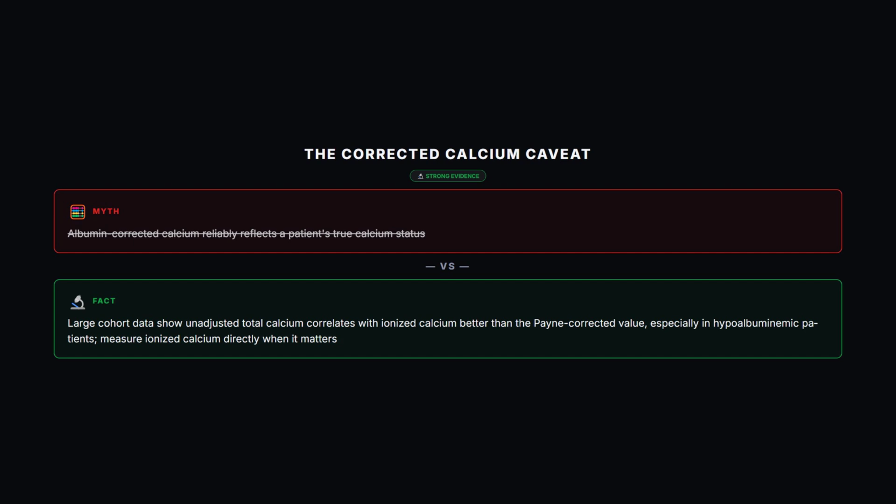In critical illness, CKD, or when the result changes management, get ionized calcium directly. Chvostek's and Trousseau's signs still earn their place at the bedside for symptomatic hypocalcemia.